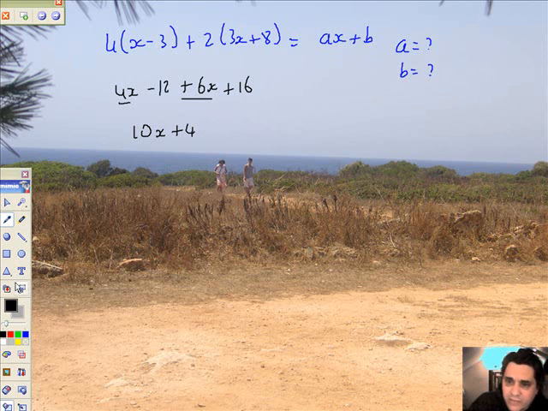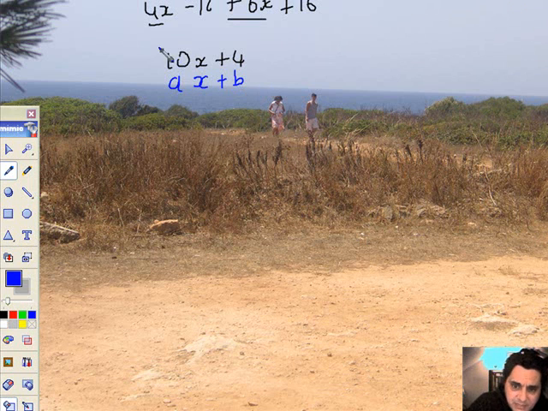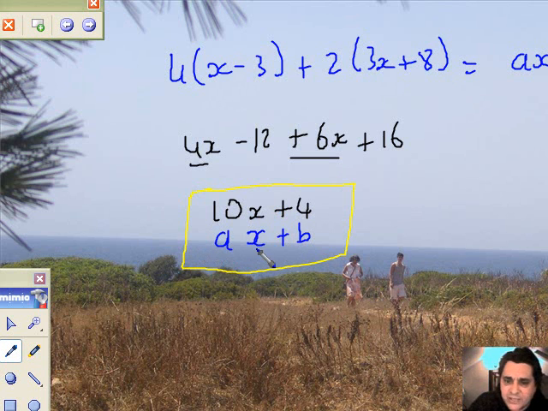And let's just compare it with the original. So I want to know what ax plus b comes to. Well, if we compare the two expressions, I've got 10x plus 4 links to ax plus b. So I can see by comparison that a has got to be 10 and b has got to be 4. And there it is. Absolutely beautiful.